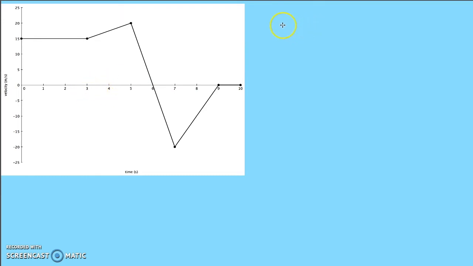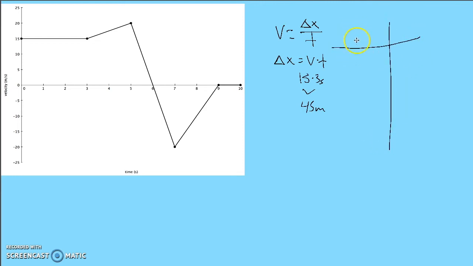Well, we know that to find velocity, we use this equation, velocity is delta x over t, so displacement over time. We can calculate the displacement by multiplying velocity times time. If the velocity is 15 and time is 3 seconds, that'd give us a displacement of 45 meters. And we're actually going to keep track of this right now. So we're going to say that at 3 seconds we've traveled a total of 45 meters.